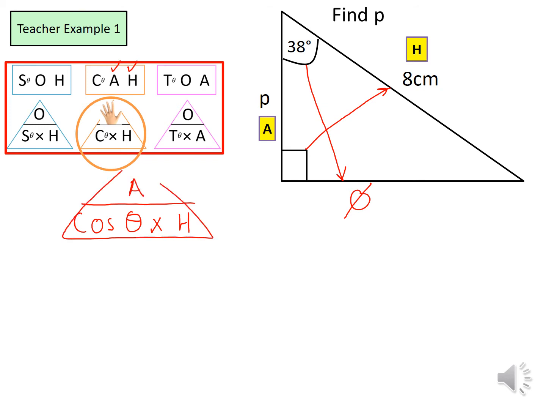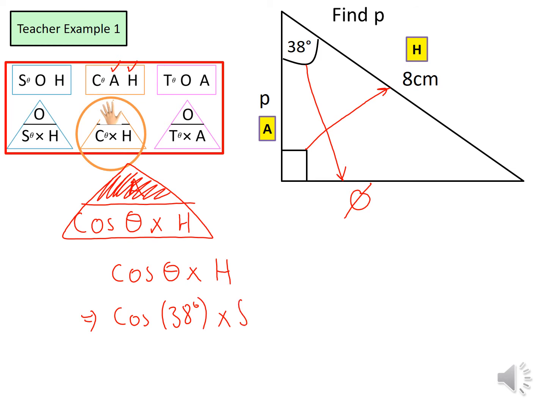Make a triangle out of it. The one that we're trying to find is the adjacent, so you're going to shade that in or cover it up. We're left with cos theta, or the angle, times my hypotenuse. Then you simply substitute the values into this formula. Cos, and the angle is 38 degrees, multiplied by my hypotenuse of 8. That will give me 6.30 centimeters to 2 decimal places.